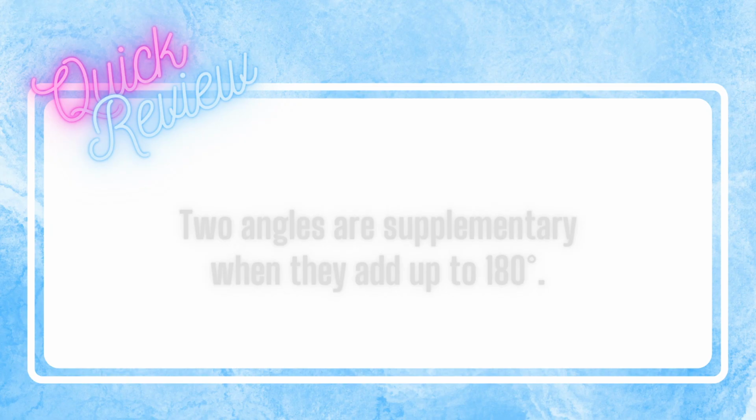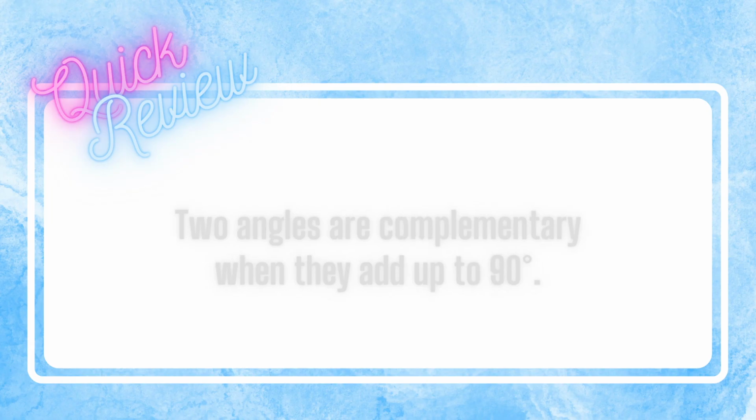So today we talked about two types of angle pairs. Two angles are supplementary when they add up to 180 degrees. So supplementary angles will create straight angles, and two angles are complementary when they add up to 90 degrees. So we saw how complementary angles create right angles.